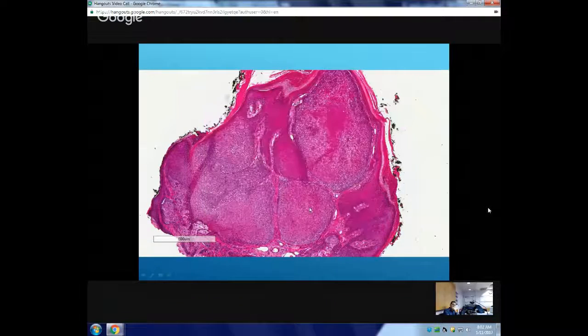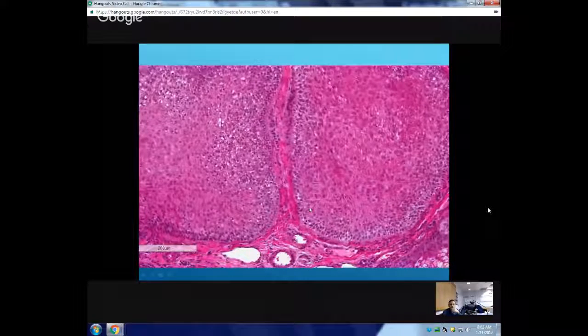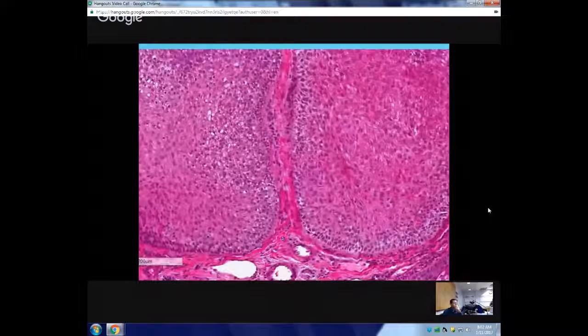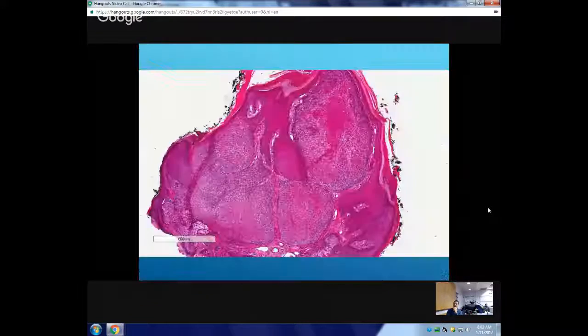When you go to high power, what we see in the basaloid cells is peripheral palisading. Palisading means you see the cells forming a fence around the basaloid nodule. So you have this peripheral palisading. Sorry, you saw the diagnosis. What is your main differential diagnosis here? Not basal cell carcinoma, right? The first thing that should always come to your mind is basal cell carcinoma, because of the basaloid growth pattern, and that is the most common thing you're going to see in the skin.